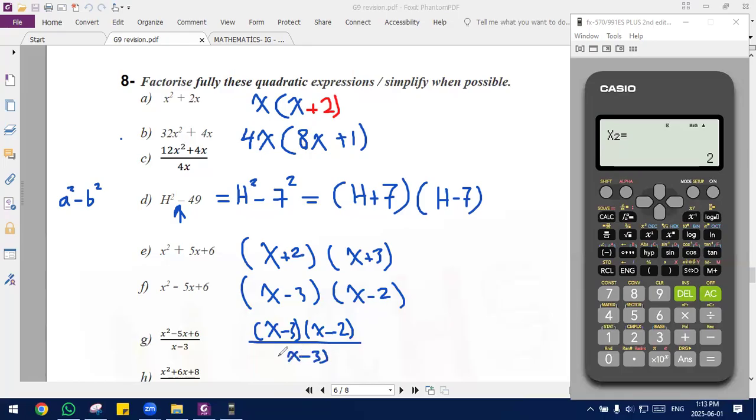Now you're solving so fast, I can't follow you. So you cancel this and this. So the answer is x minus 2, yeah. Perfect. Please don't forget, when you say factorize, quadratic equation means calculator. Okay.